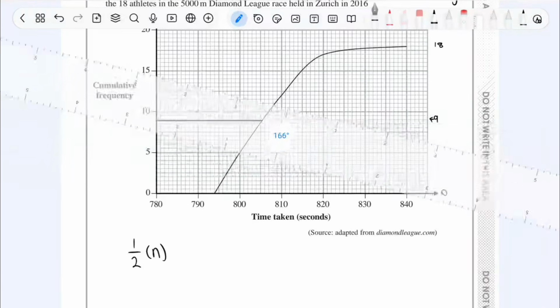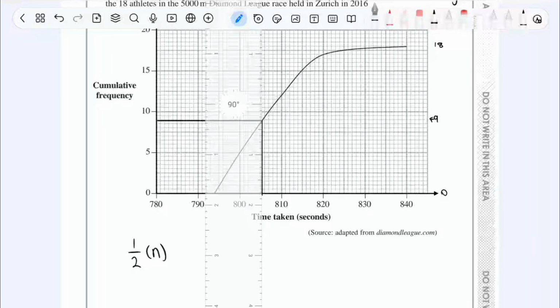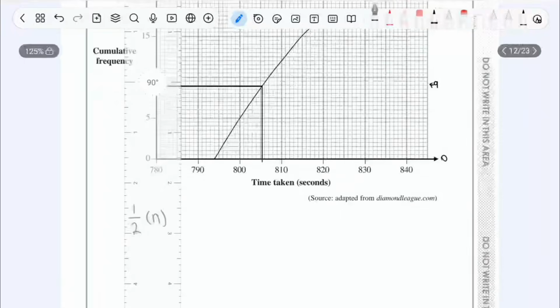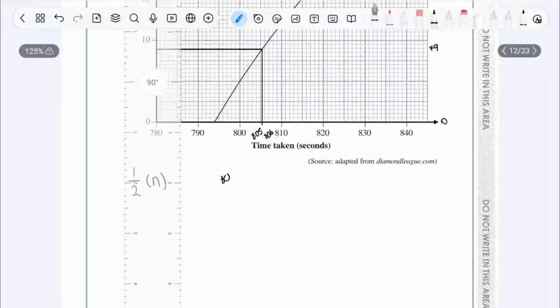Now we see where that hits. And we roughly get around, and you can see that the points here go up in 1, and this is kind of cutting it in half almost. So we can see that it's between 805, which is that bold point here, and then the one after that is 806. So we're looking at around 805.5 if we're being quite accurate.